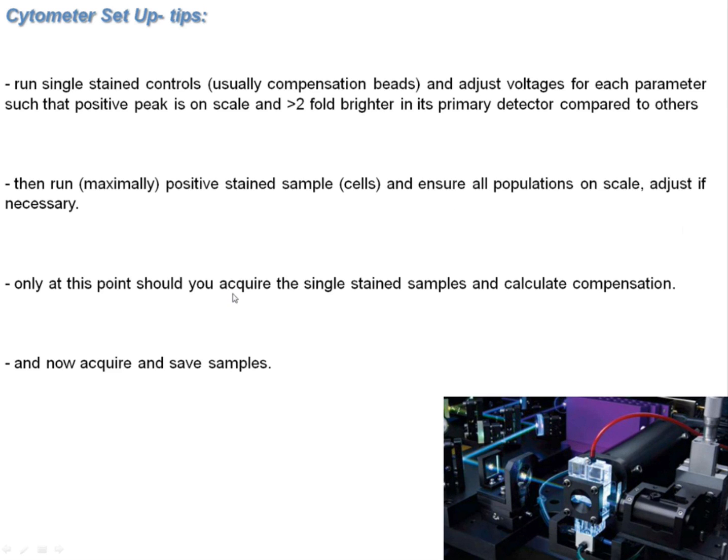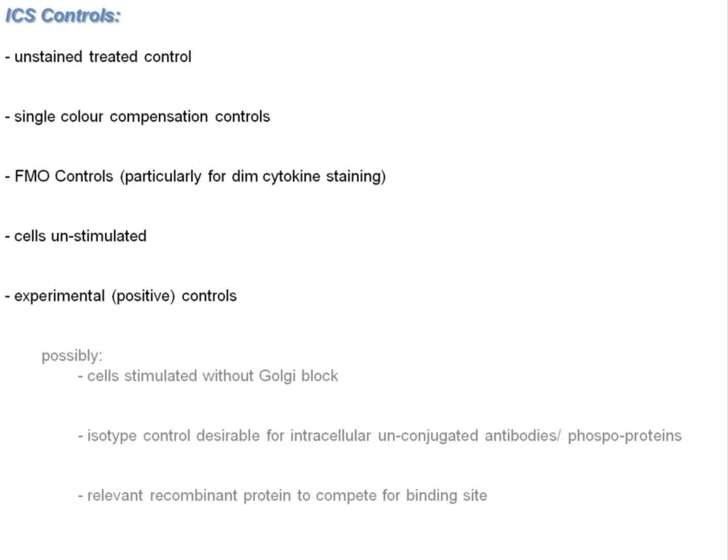And then at this point, I'll acquire and run all my compensation controls, possibly my fluorescence -1 controls and what other controls I have, and then I'll acquire all my samples. So again, in a quick minute or two, that's really the setup. It may not be that easy in practice, but that's the basics.